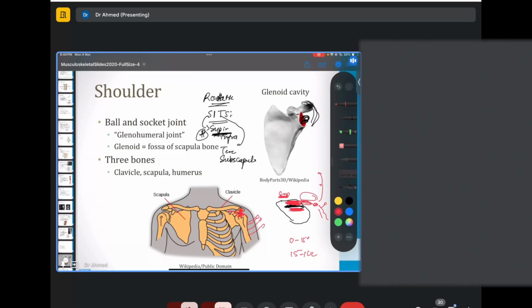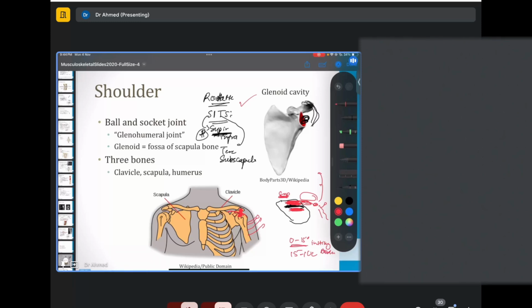You also have USMLE Step 1 MCQs related to it. They'll ask you which muscle in the rotator cuff is prone to injury. That is your supraspinatus muscle. And what's the main goal of the supraspinatus muscle? In order to initiate, right? From 0 to 15 degrees, I'm initiating the abduction, right?